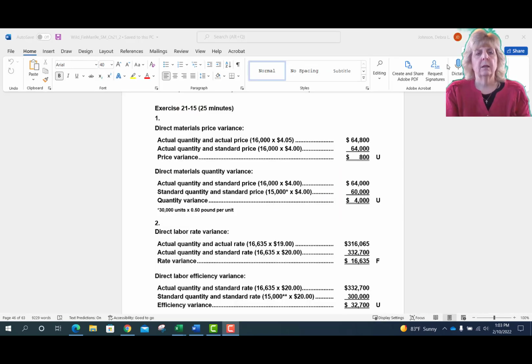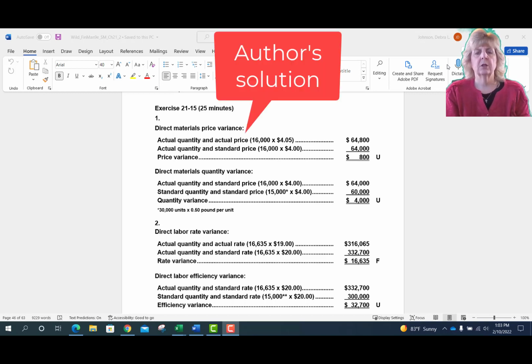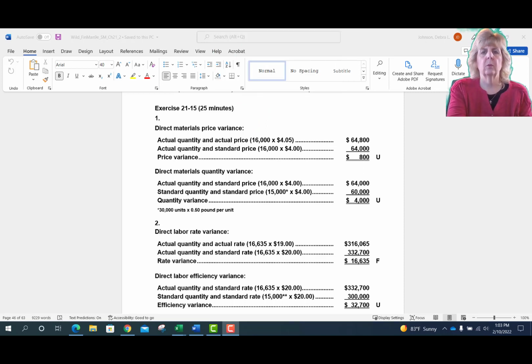On the screen is the author's presentation of the solution. Once again, all the results are the same results that we got using the alternative formulas. And once again, you're free to choose whatever method works best for you. Freeze the video and compare these answers to the ones that you calculated. And let me know if you have any questions.